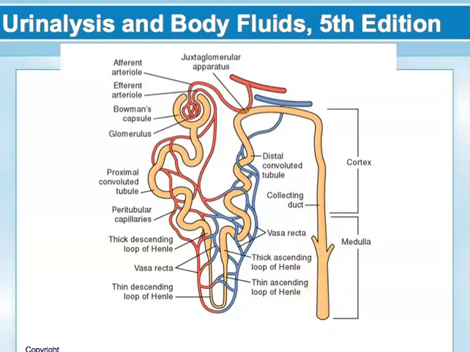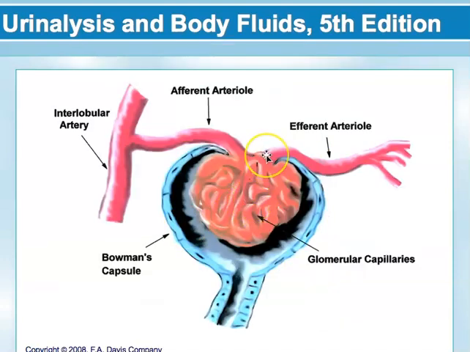So renal plasma flow is based on, and here's another picture of the glomerulus. This has always reminded me of a bowl of spaghetti. So you can think of the Bowman's capsule here as the bowl, and then the glomerulus is the spaghetti.